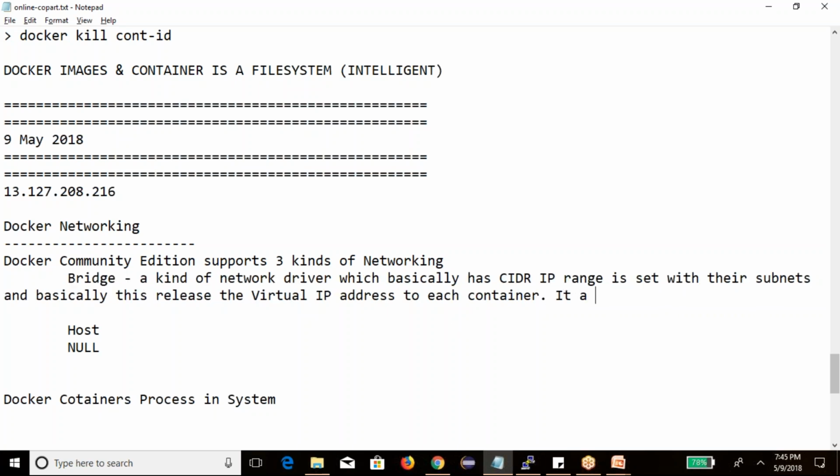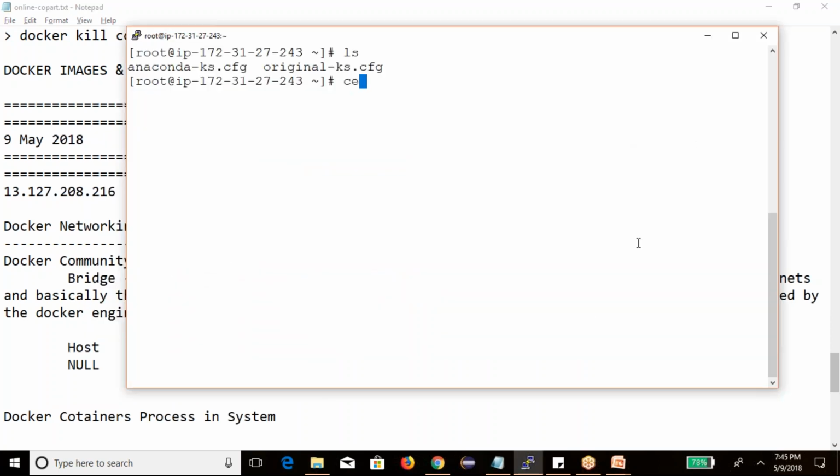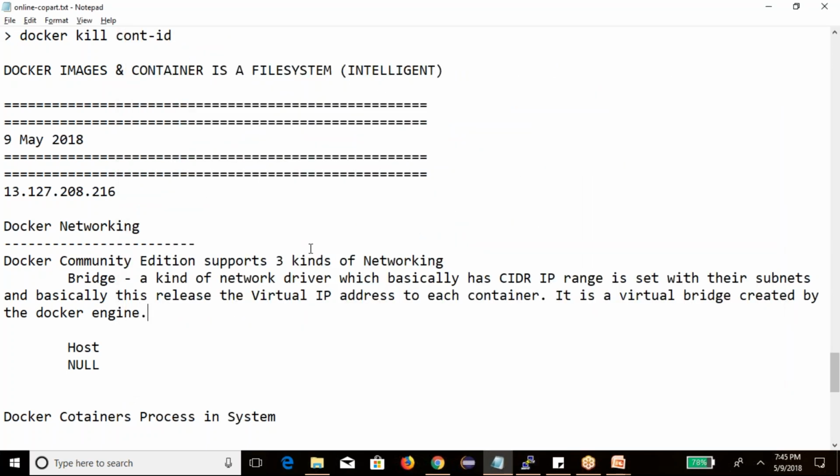It is a virtual bridge created by the Docker engine. So I did not start Docker for some reason. So look at this here. Here what we have, ifconfig. Here we have Ethernet eth0, which is from AWS, and this is the Ethernet interface. This is in my VM, which I've got in AWS.